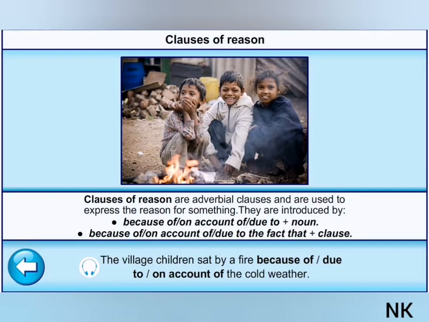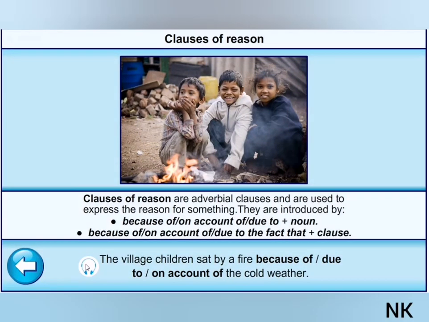Clauses of reason are introduced by because of, on account of, due to plus noun, and because of, on account of, due to the fact that plus cause. The village children sat by a fire because of the cold weather. The village children sat by a fire due to the cold weather. The village children sat by a fire on account of the cold weather.